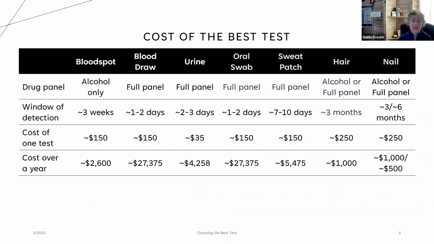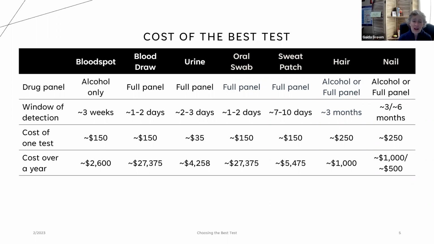The cost of the best test. Now, I just want to give a little caveat here. This is not scientific. I Googled how much a test costs, and then I did the math on it. So how I did the math was, if we're looking at a blood spot and it's only testing for 3 weeks at a time, the test costs about $150. Over the course of a year, looking at 3 weeks, it's going to be $2,600.